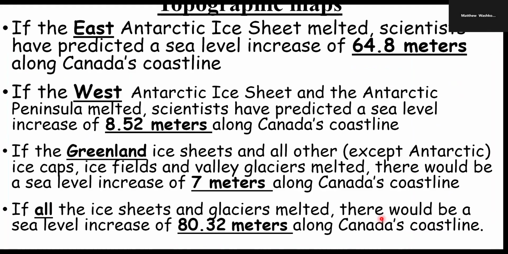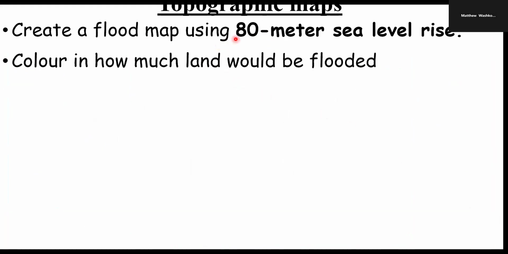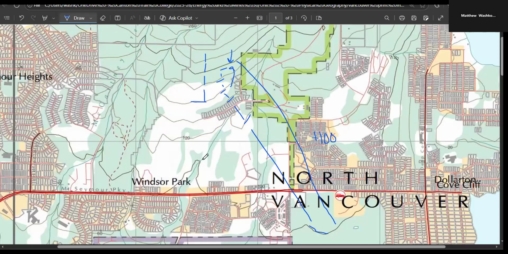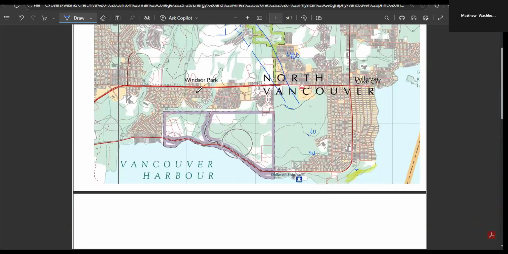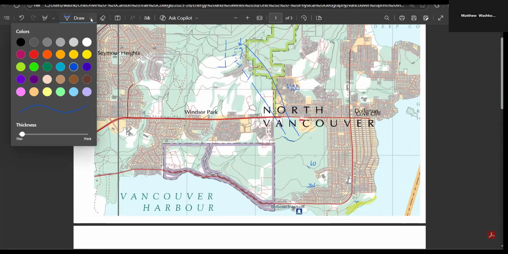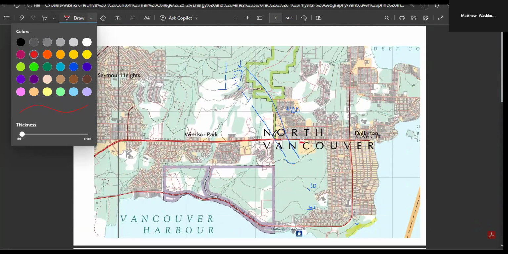So what we're going to look at is you're going to actually draw this in. You are literally going to take your map and you are going to color in, you're going to black off all the stuff that gets washed away with an 80-meter sea rise. Now, how are you expected to do this? Well, that's what this map is for. Now, this is going to be a little bit tricky to kind of pull off, okay? But that's why we're doing this. It's a way to practice.